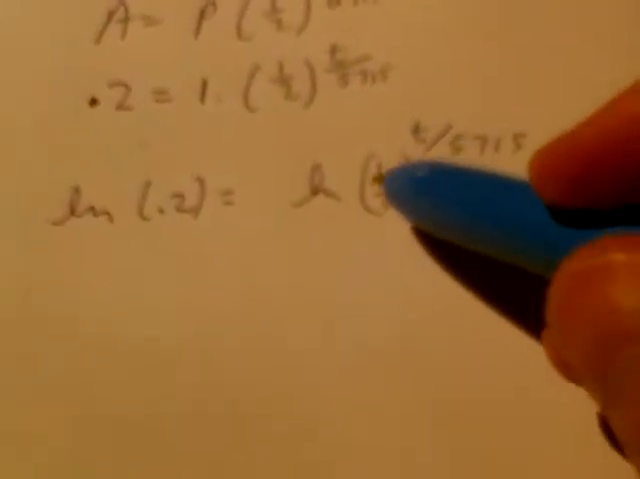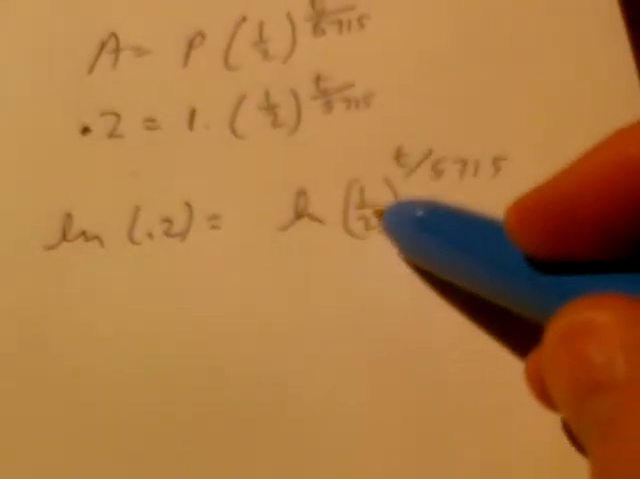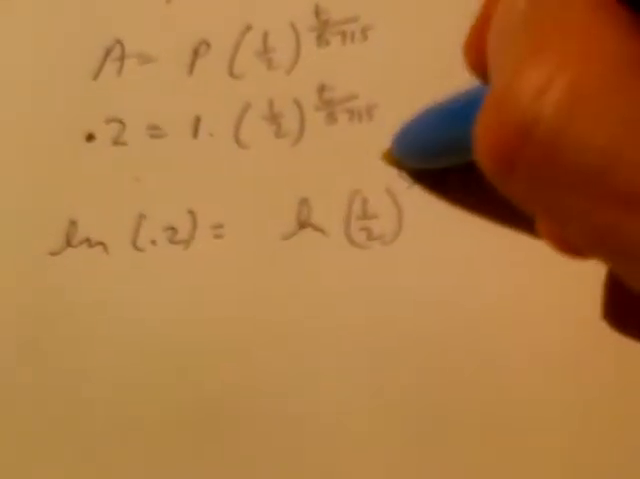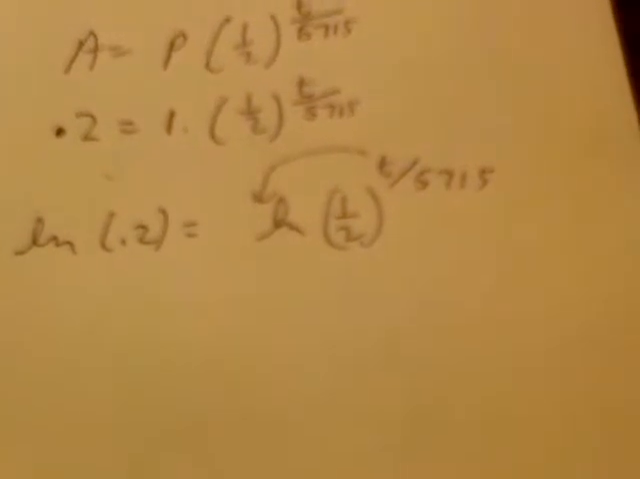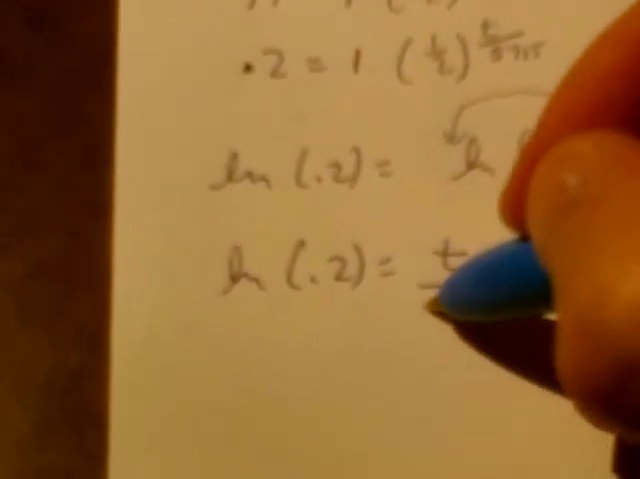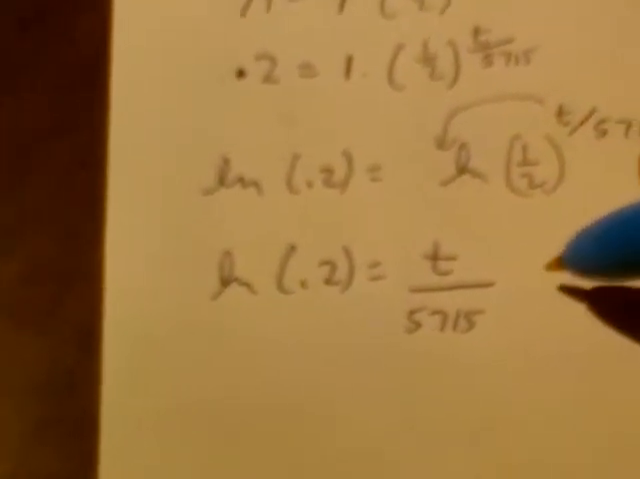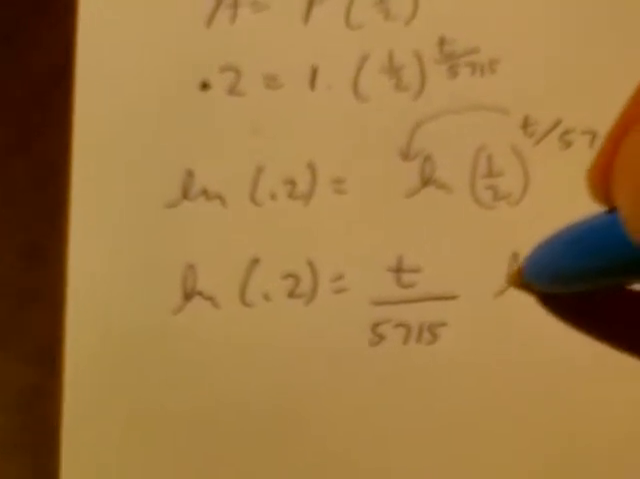And we know that when we have a log of something to a power, we can bring the power down in front, and that's what we're going to do here. So we're going to have the natural log of 0.2 equals t over 5715 times the natural log of 1/2.